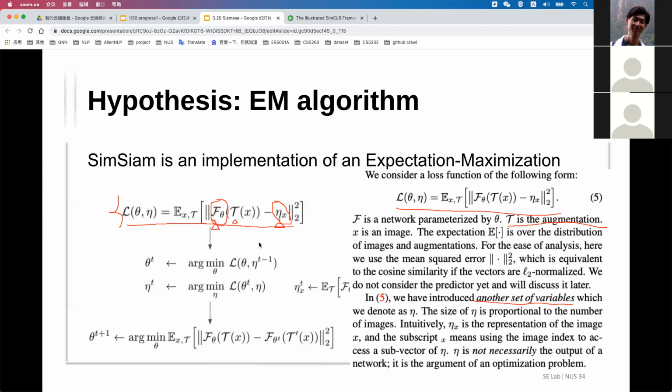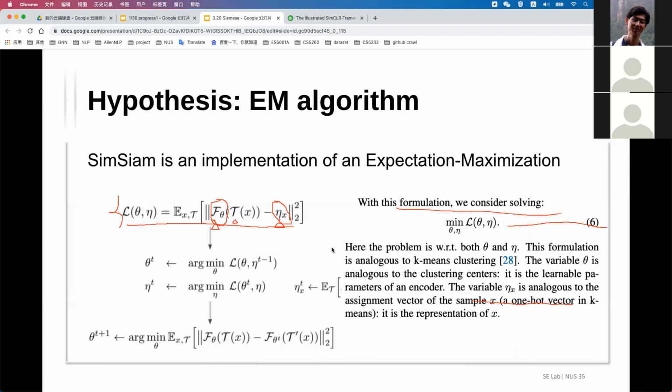Okay, let's skip these ones. Let's see what we have in the next slides. Okay, so now we want to minimize the loss of this function. Actually, it is very similar to k-means clustering. You can regard theta as the variable of the network. So for k-means, you can just think theta is the clustering centers, and it is the learnable parameter. And the variable eta is the assignment vector of the sample x.